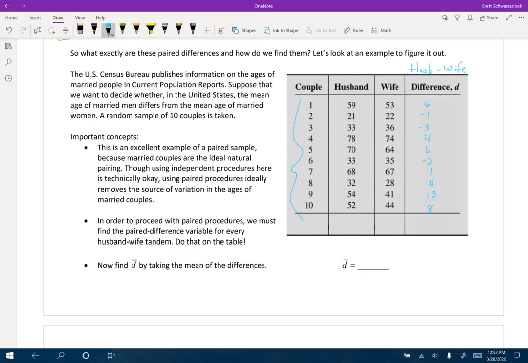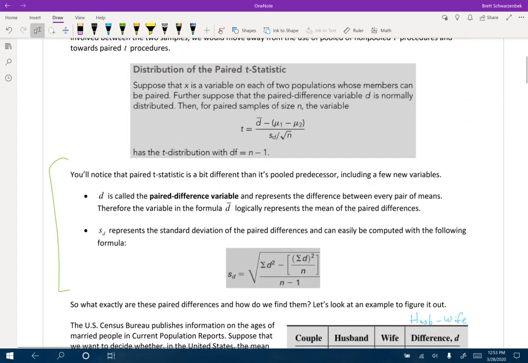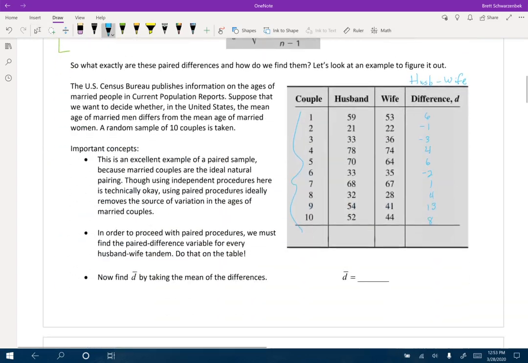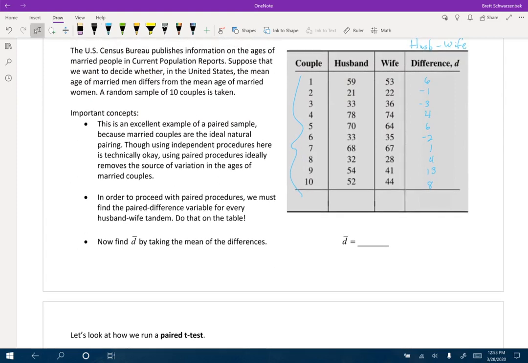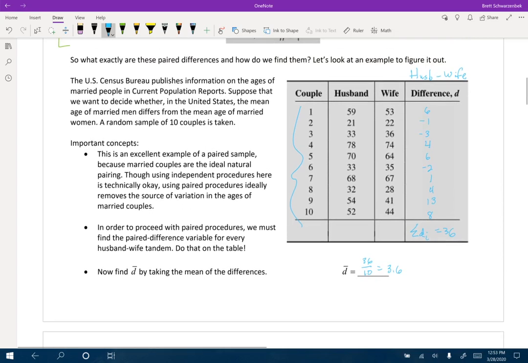So the key, though, is in our formula that we're going to need soon is we need to know D bar. So that means we need to take the average of all of these. So the first thing we want to do is take the sum of all the individual Ds. So that's going to be 36 if we add them all up. And then to find the average, we have to do 36 divided by how many there are and get 3.6 for D bar. So what does that mean exactly? That means that the average difference in age of husband older than wife is 3.6 years.